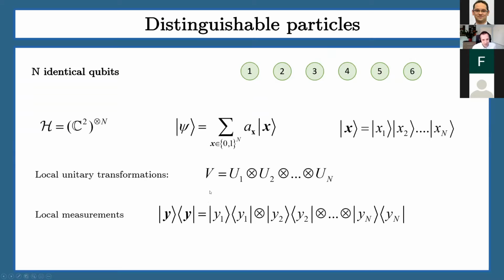Importantly, when we have qubits as distinguishable particles, we can address them individually. So we can just measure individually the first particle, second, third, and so on, right?